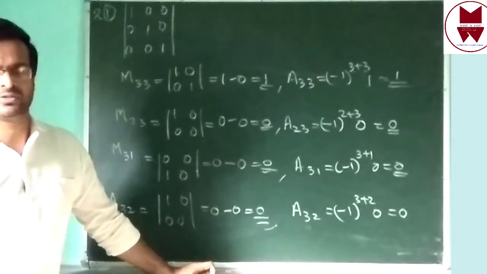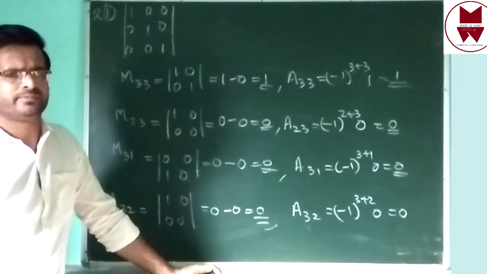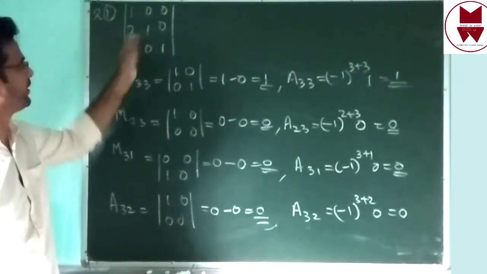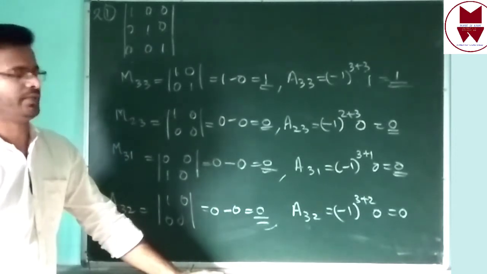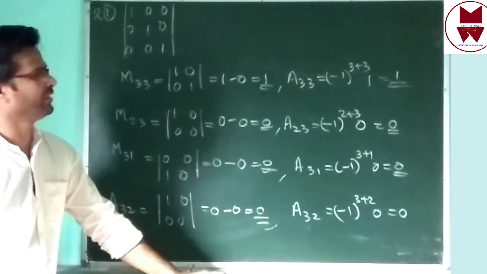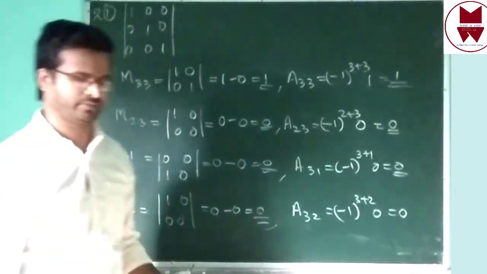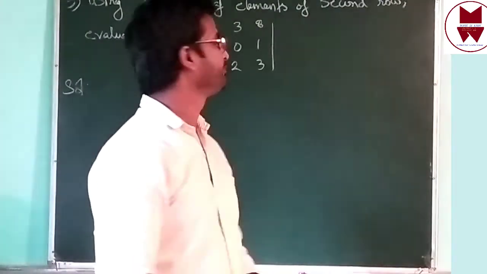Now we got all minors and all cofactors. How many minors we got? 9, isn't it? Because 9 elements are there. You will get 9 minors, then 9 cofactors. Then Roman numeral 2 you can do as homework. Very easy, same method you can use. Now we can do question number 3.